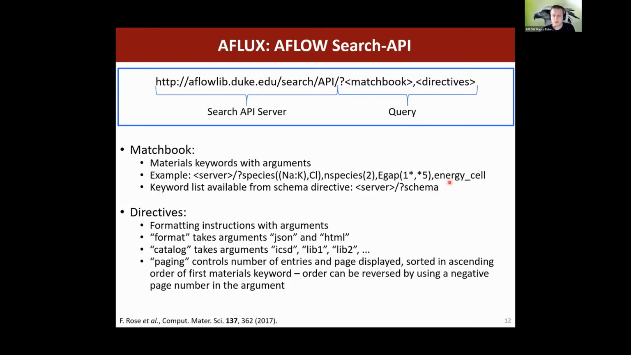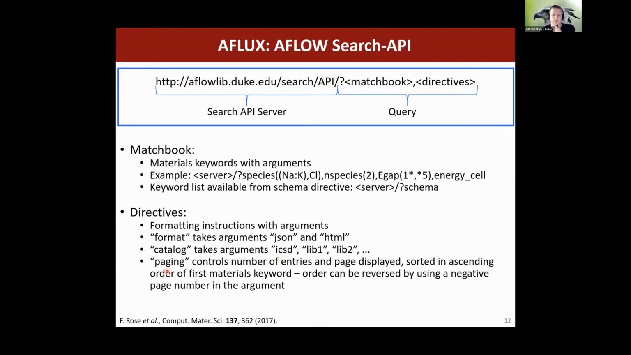The directives are essentially just formatting instructions. There are 3 that you can use. One of them is format. It can either be JSON or HTML. JSON is the default, and that is probably what you would want, so you can get all your results back as a JSON object. You can limit this by catalog if you really want to, for example, limit things to ICSD entries. It is kind of tying back to our scheme that we had before, to our layers. So if you just want ICSD compounds, you can do that using the catalog directive.